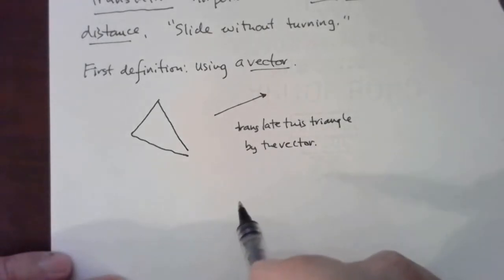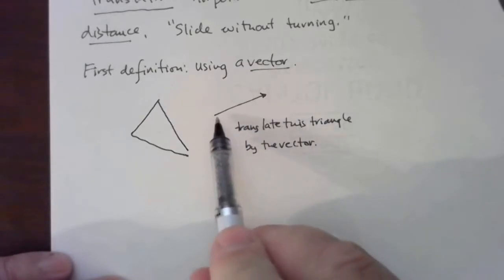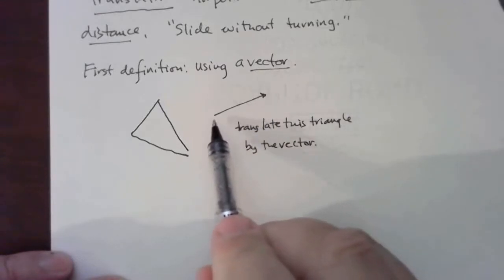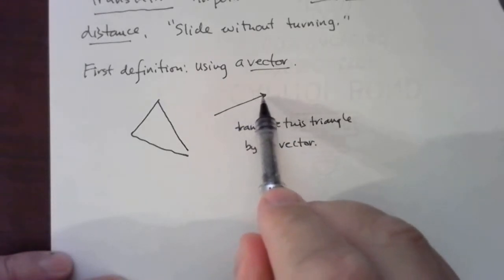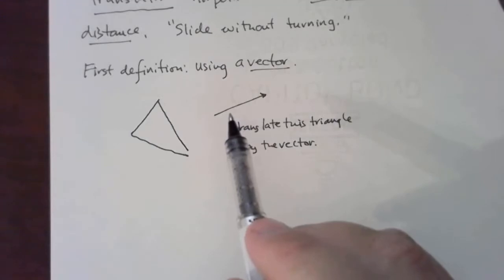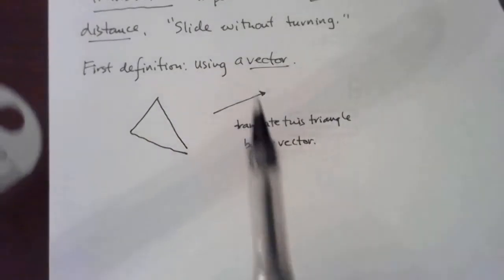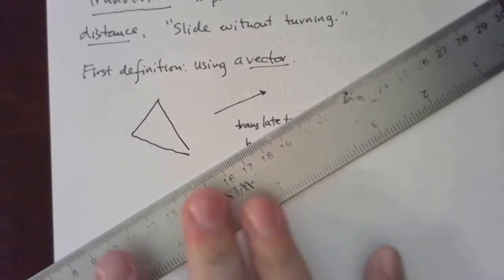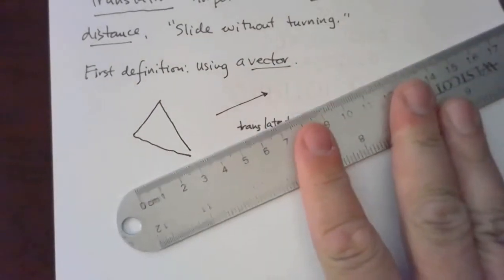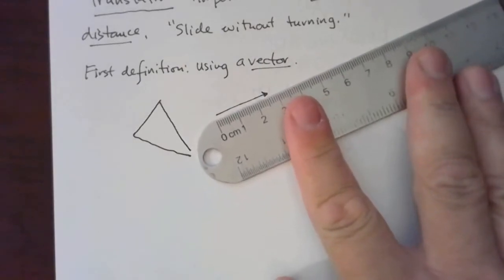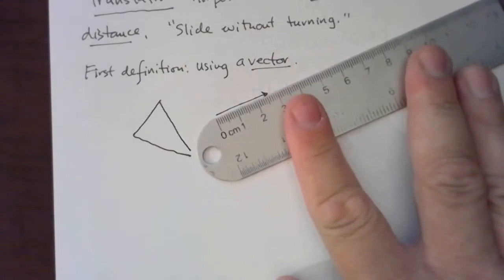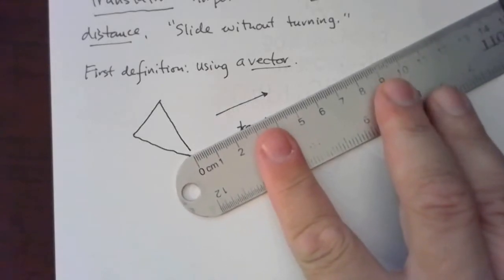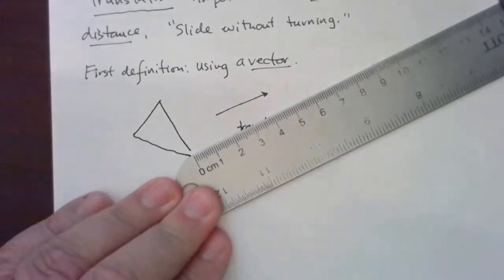So remember that a translation needs a direction and a distance. So the direction is clearly which way this arrow points. We're going to translate that direction. But the length of the arrow from beginning to end shows you the distance. So that's how this vector shows us distance and direction. If I get out a ruler here, I can actually measure how long this is. If I lay this down here, it's about 27 millimeters, 2.7 centimeters. So that means each point of the triangle is going to move 2.7 centimeters.